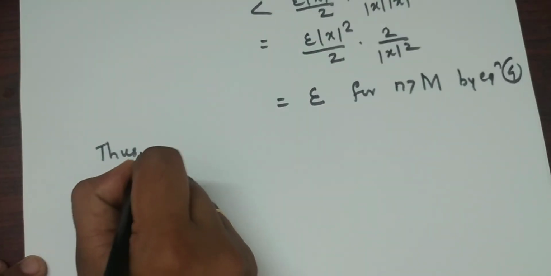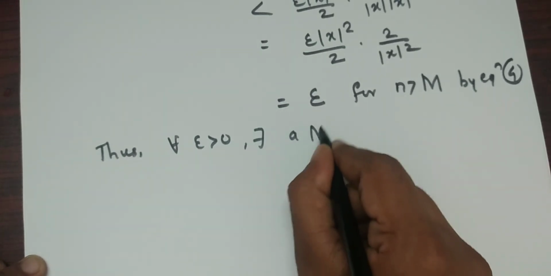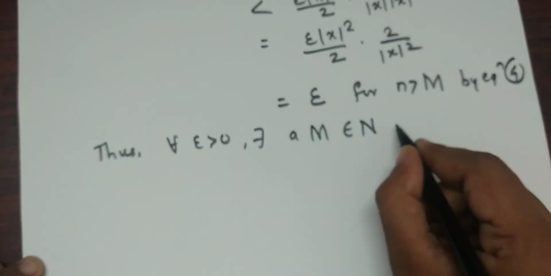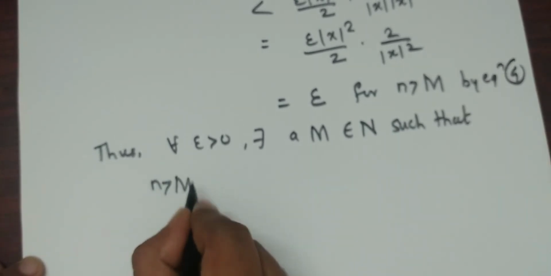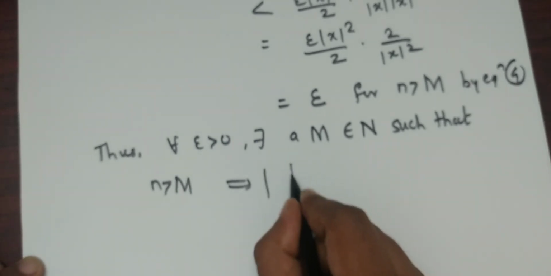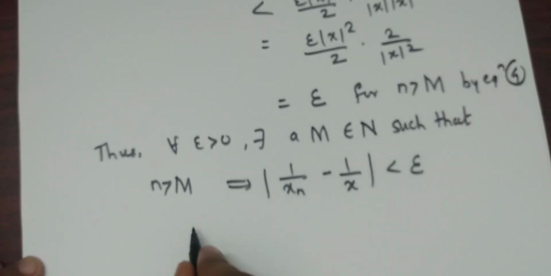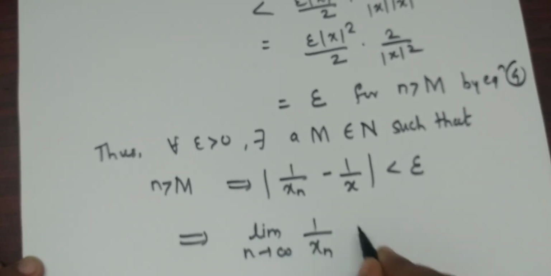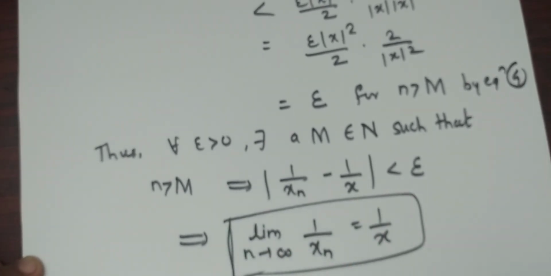Thus for all epsilon positive there exists an m belongs to N such that n greater than m implies mod 1 upon xn minus 1 upon x is less than epsilon. So this implies limit as n tends to infinity 1 upon xn is equal to 1 upon x. That is what we had to prove, and we have shown it here. This is the end of our proof. Thank you.